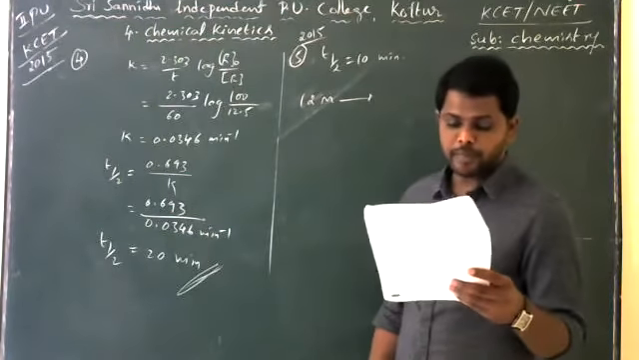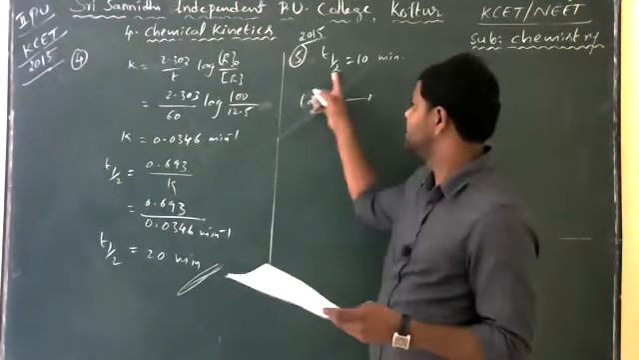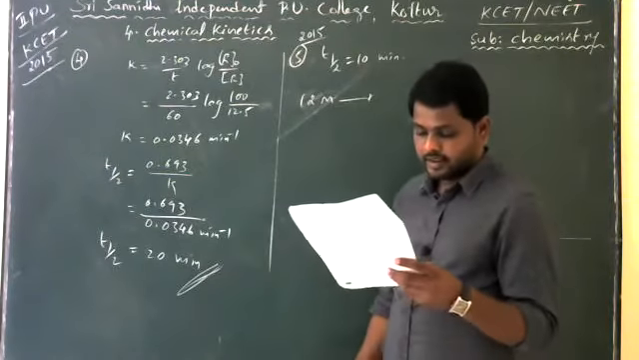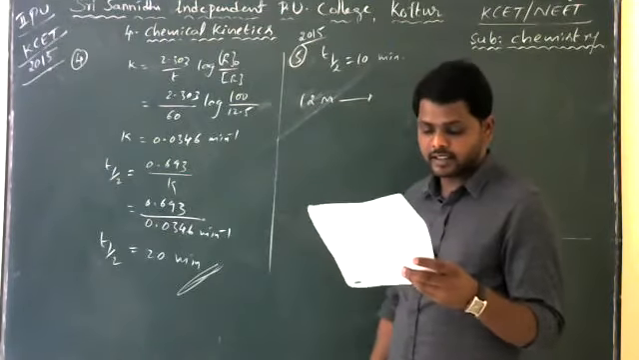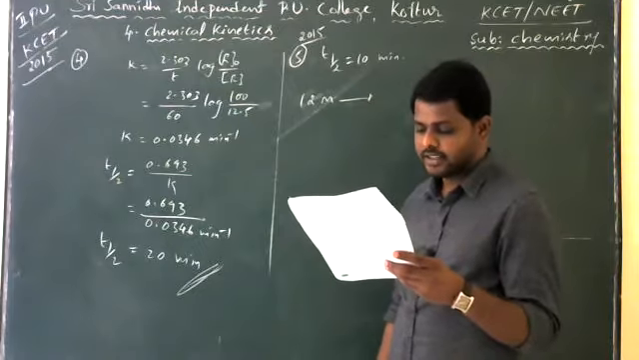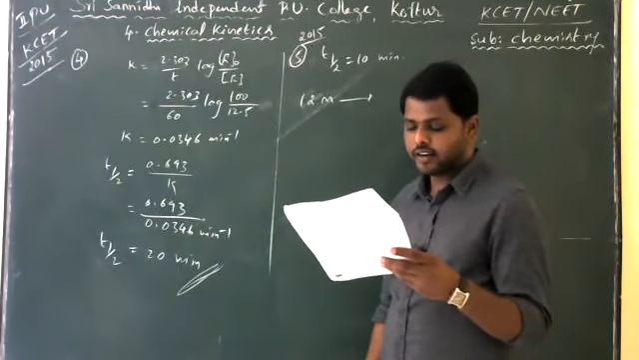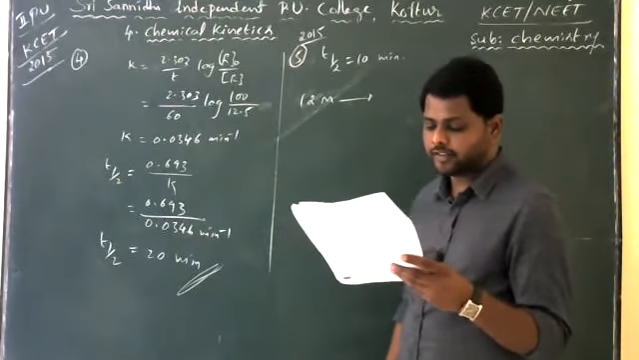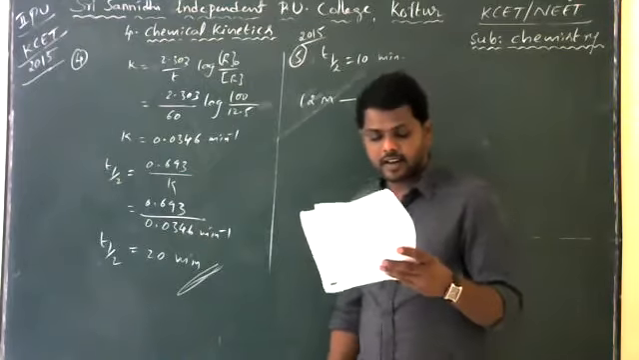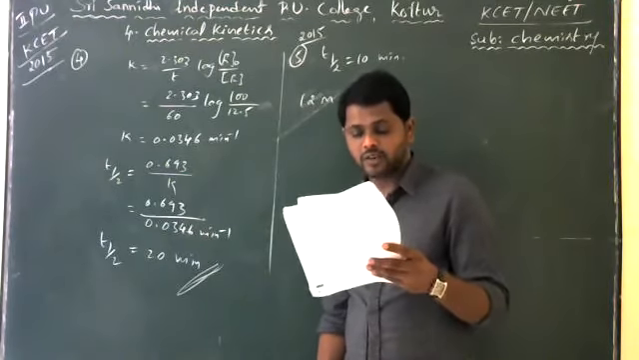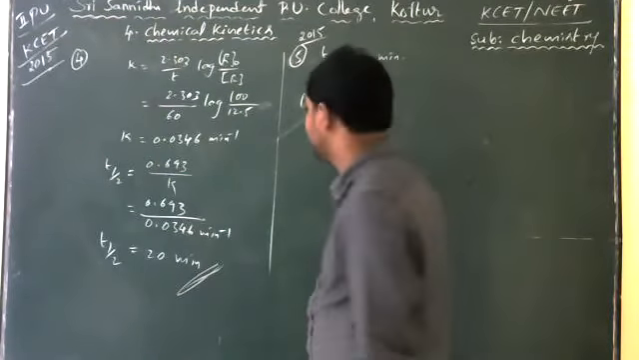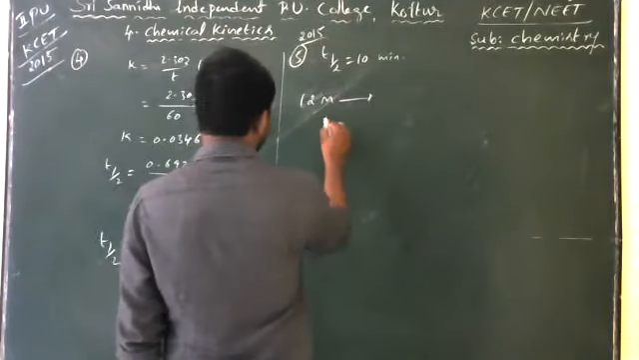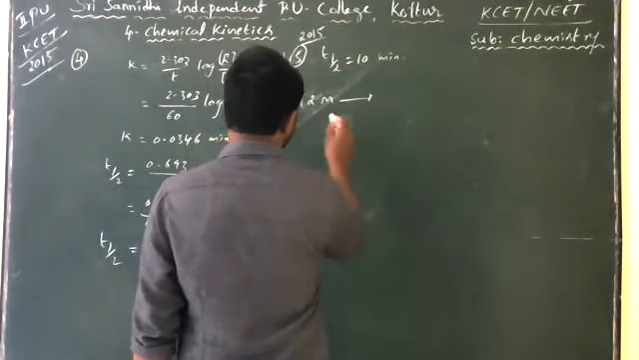The half life period of a first order reaction is 10 minutes, T half is equal to 10 minutes. That means every half life is 10 minutes. Starting with the initial concentration, that is 12 M, the rate after 20 minutes is asked. First we have to find T half.